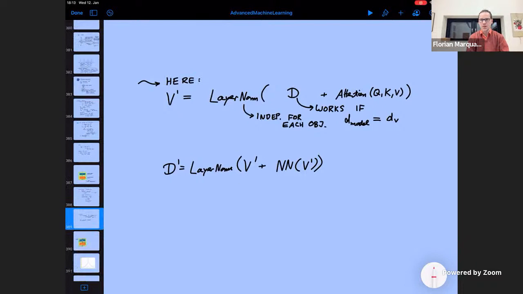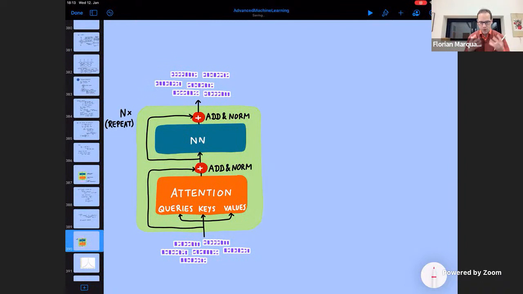And so we can summarize all of that here in a slightly modified structure, which is now really how a transformer works, or at least the most important part of the transformer works. You send in your data objects, you produce queries, keys and values, apply the attention, but then you add to that the old values and you do the layer normalization. And then you do the neural network processing, but again, you add the old values and do the layer normalization. And so that's more robust if you want to train a deeper architecture. Okay, so that's the point where we left off last time.